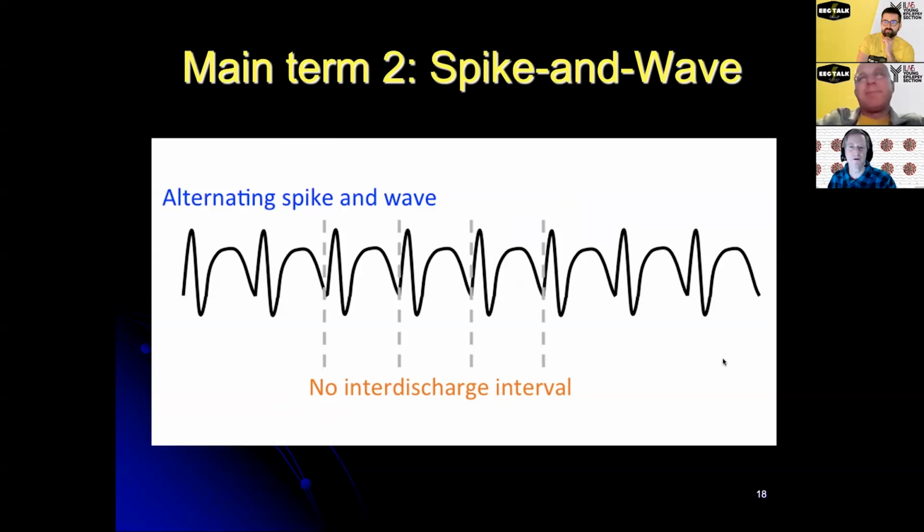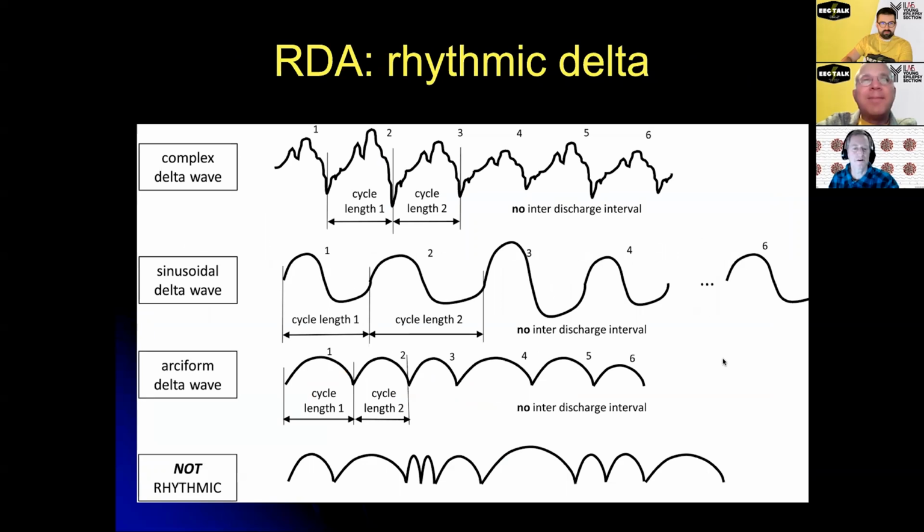All right. So rhythmic delta, these are some examples of what they can look like. The classic rhythmic delta is sinusoidal, but it doesn't have to be. It can be much more like real life where there's some other frequencies and bumps on top of it. This is still rhythmic because you got six waves in a row at a regular pattern. It can be sharp on one end and not on the other, or arciform.